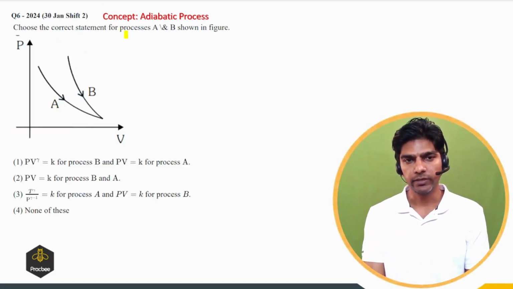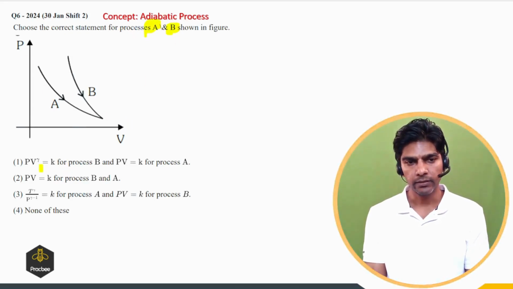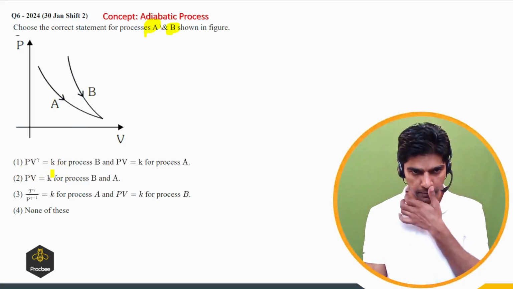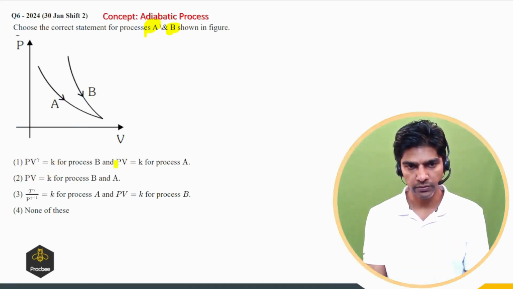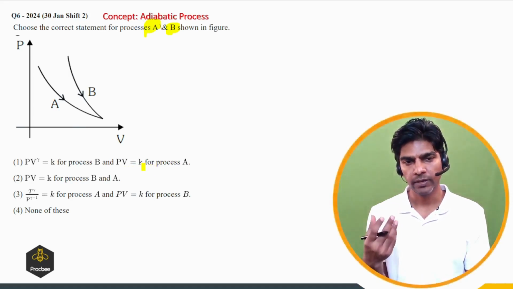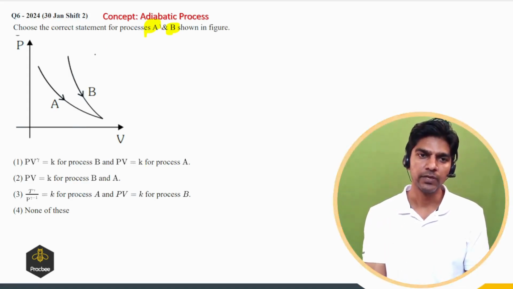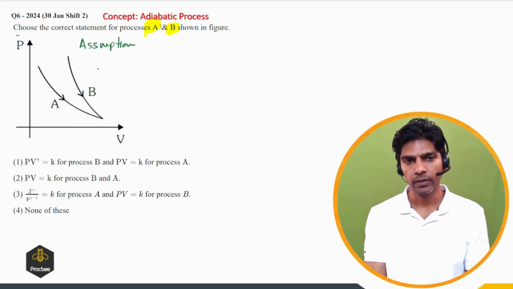Right, so let us see this question. Choose the correct statement for the processes A and B. We are given 2 processes and some options. PV raised to power gamma is constant for process B, and PV equals constant for process A. PV raised to power gamma is constant means it's an adiabatic process. PV equals constant means it's an isothermal process. Nowhere is it mentioned what type of process it is, so here I'm going to use an assumption. Without this assumption, we cannot solve this question.